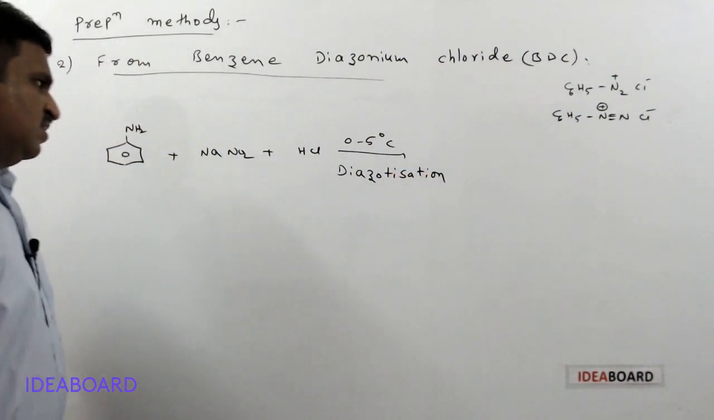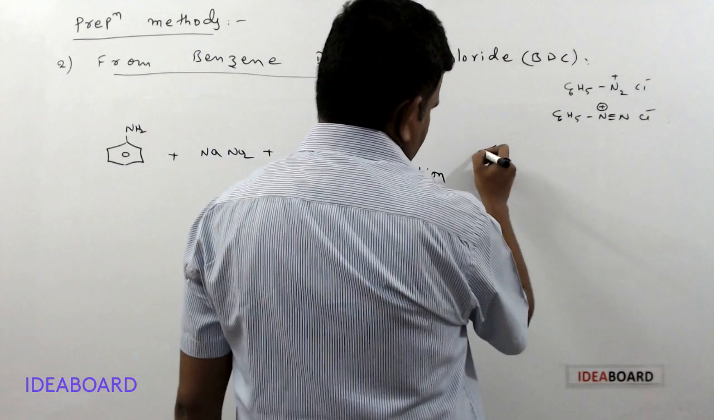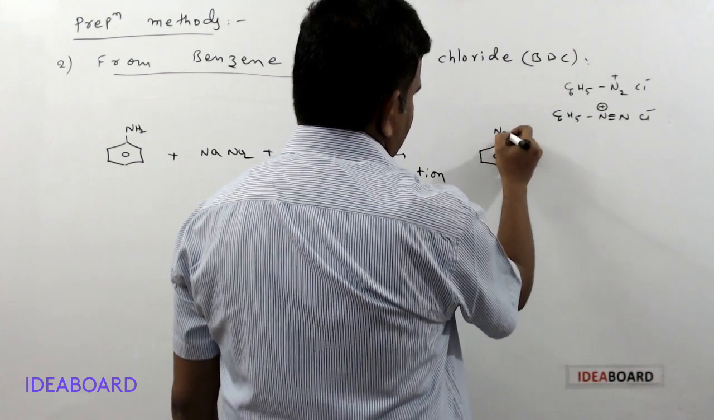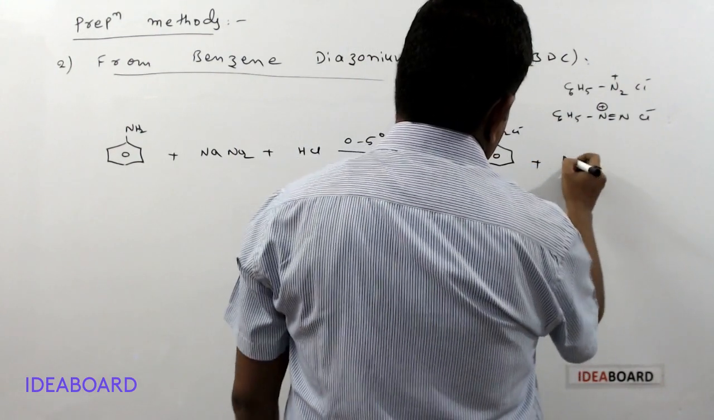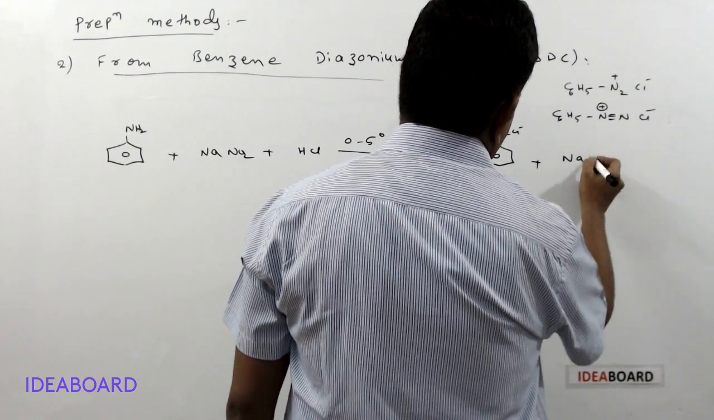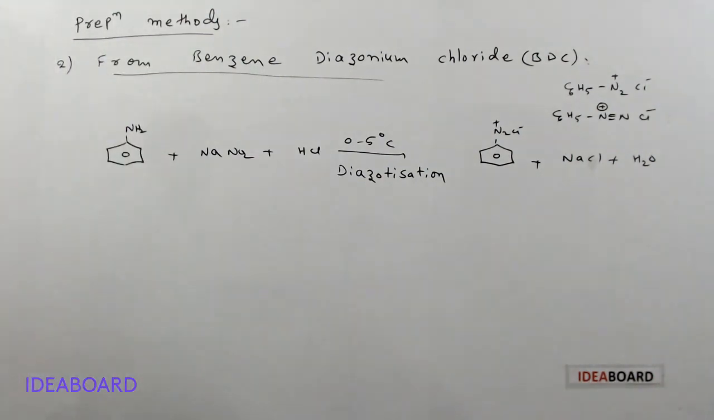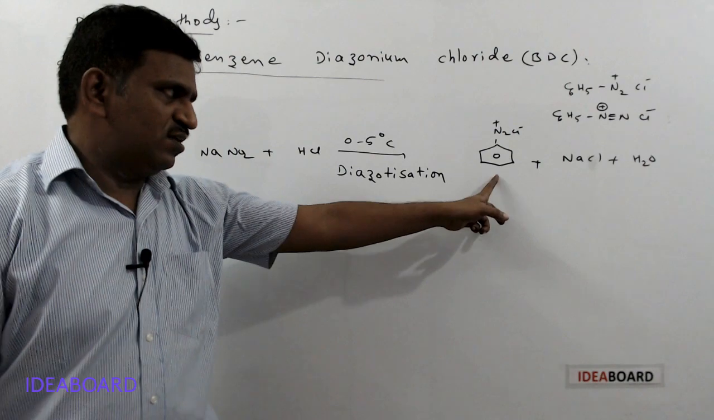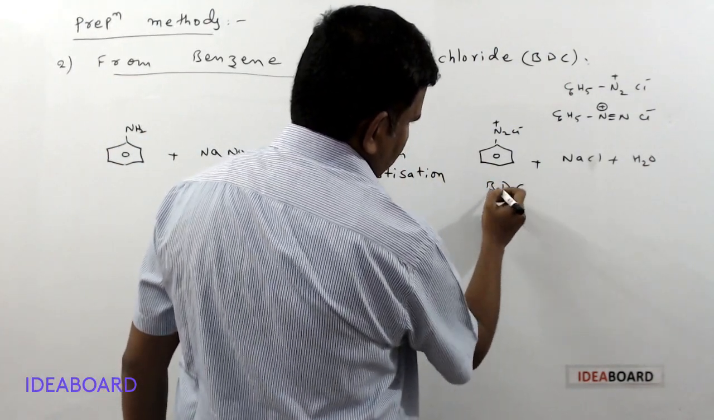In the diazotization process, NaNO2 and HCl react to give benzene diazonium chloride, N2+ Cl−, plus NaCl plus H2O. The byproducts are not very important, you can just leave them. You get that benzene diazonium chloride. This is benzene diazonium chloride.